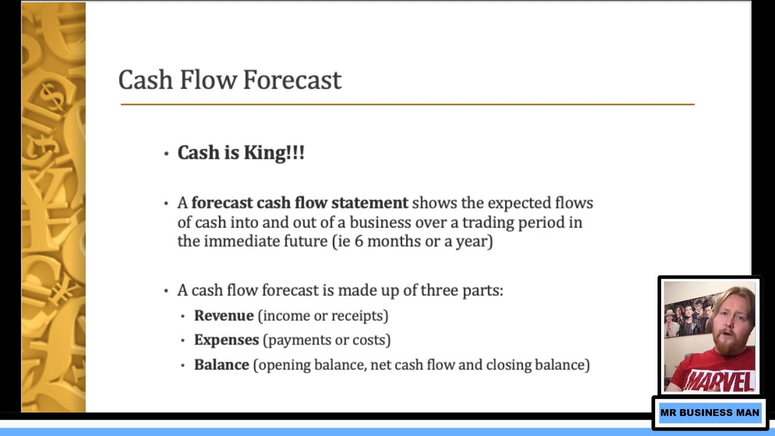So cash flow, cash and profit are not the same thing, and the most important thing to understand is basically to differentiate between the two, okay? So let's just have a look.